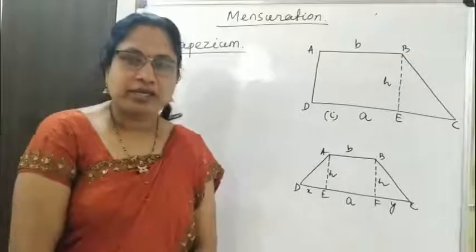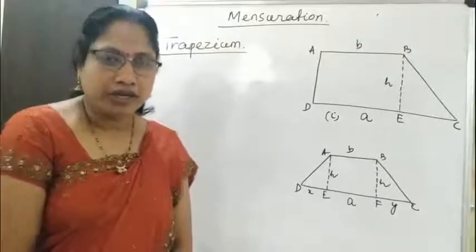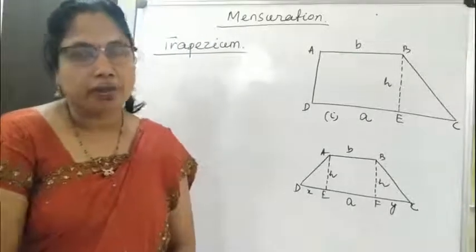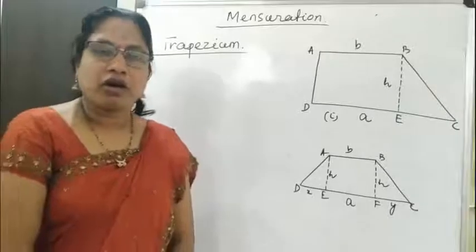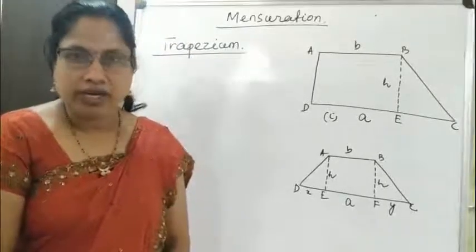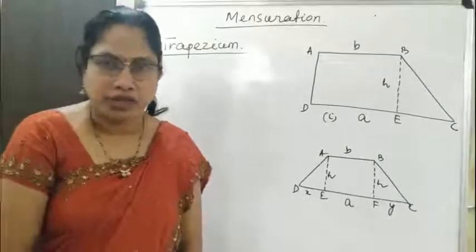Dear students, let us find the area of a trapezium. Here in this section we shall derive the formula for the area of a trapezium. All of you know what a trapezium is. A trapezium is a quadrilateral in which a pair of sides are parallel to each other.